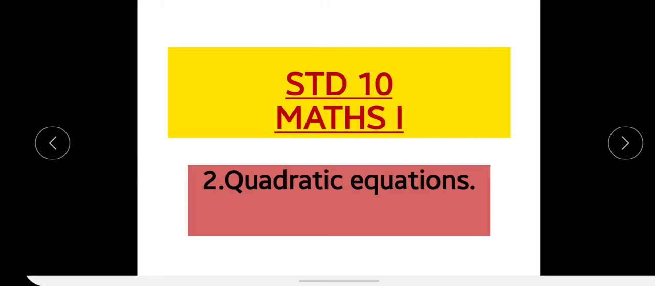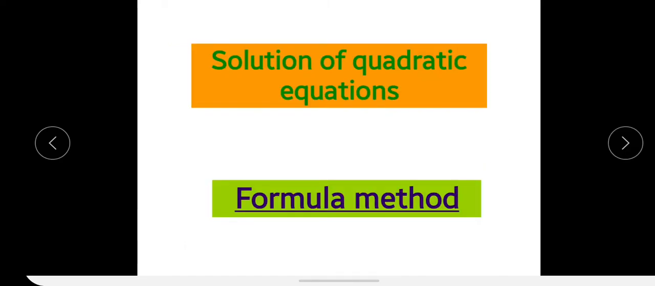Standard 10, Maths 1, Chapter number 2, Quadratic Equations. Today we are going to study about the solution of quadratic equations by formula method.